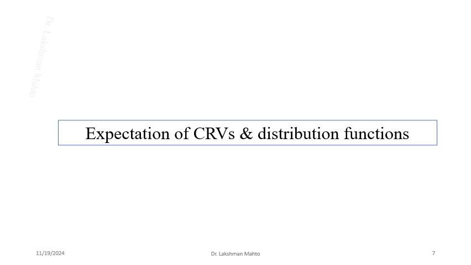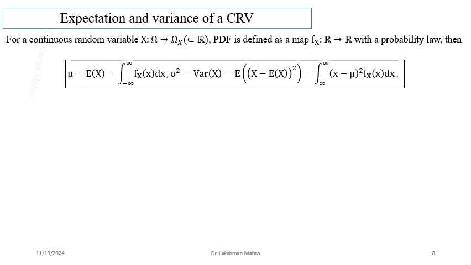Next we will compute the expectation of a continuous random variable. Then we will come back to various special kinds of continuous random variables later. First, let us talk about the expectation of a continuous random variable and various distribution functions. It is a generalization of the expectation of a discrete random variable, where we replace the summation by integration. Why? Because in place of the discrete probability mass function, we are dealing with the continuous probability density function. That's why summation is replaced by integration.